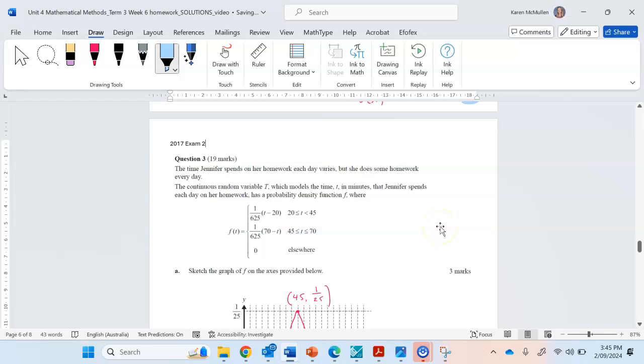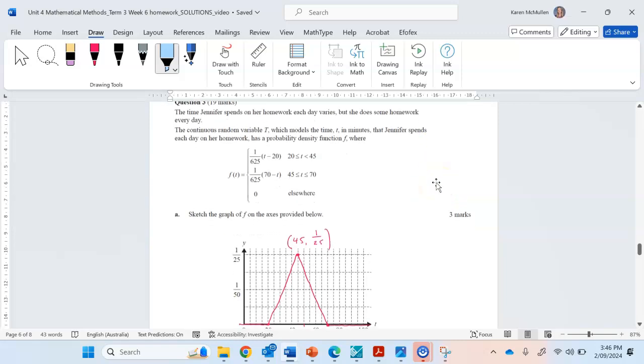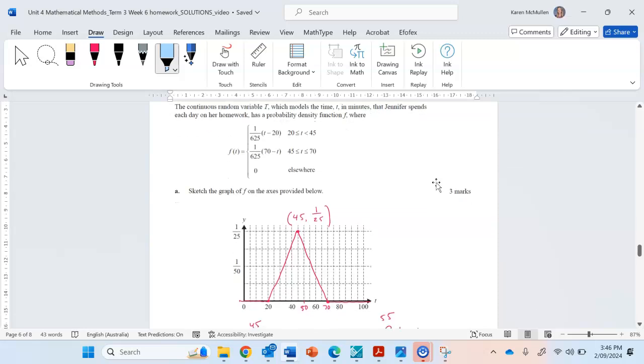All right, the time Jennifer spends on her homework each day varies, but she does some homework every day. All right, so we've got continuous random variables. So we've got this function, we've got 2 of them. Just make sure when you graph it, you're sketching at each part of it. So you've got 3 components here. You can see it's also worth 3 marks, which is pretty generous because I kind of feel like, other than the scale being a little bit annoying, so you did have to make sure you're at 45. That's something that may have stumped a few people.